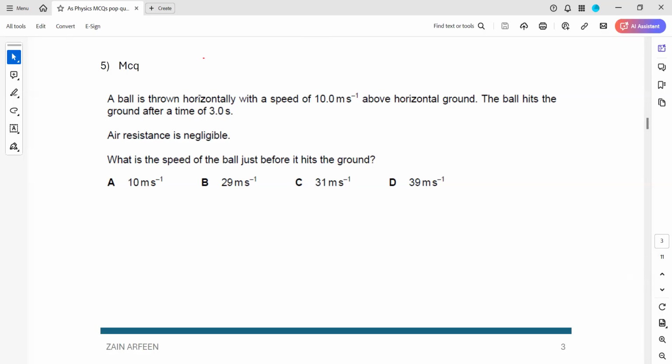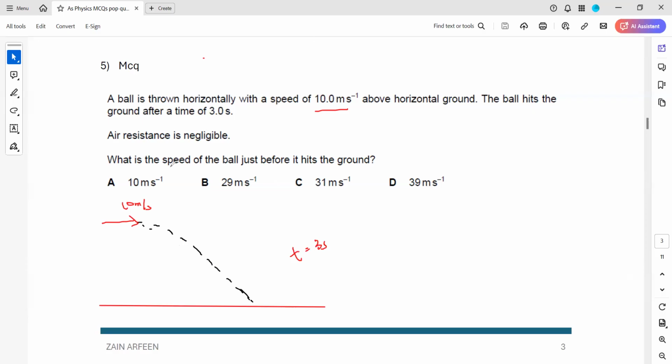In question 5, a ball is thrown horizontally with a speed of 10 meters per second. So there's a ball which we throw at a speed of 10 meters per second above the ground. It hits after 3 seconds. For example, this is representing the ground and it takes 3 seconds to hit the ground. What will be the trajectory or the path which this ball will follow? It will be a projectile. And in a projectile motion, it will have two components, horizontal and vertical. This will be the trajectory or the path it will follow.